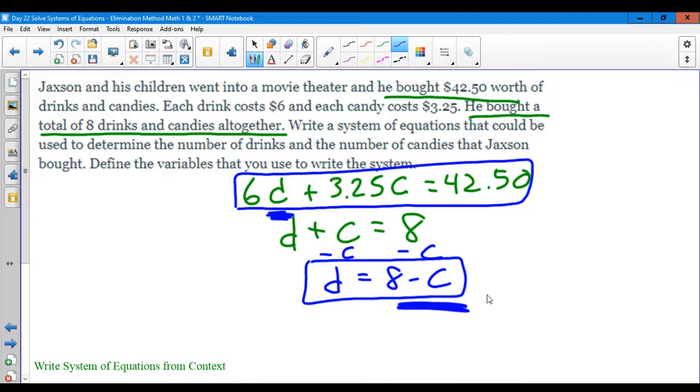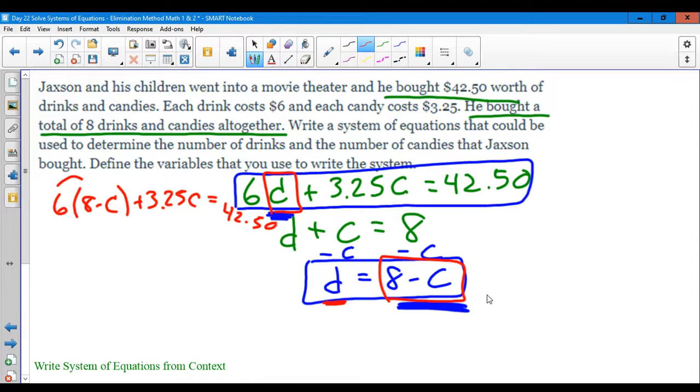I know that D equals 8 minus C. That means I can make this D an 8 minus C. Let's see what that looks like. Now I'm running out of room, so I'm going to write at a little angle here. And now I can distribute here and solve for C in this equation. There's only C variables in that whole equation, so I can solve.